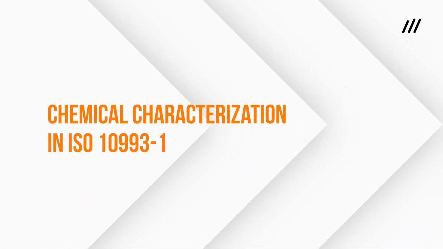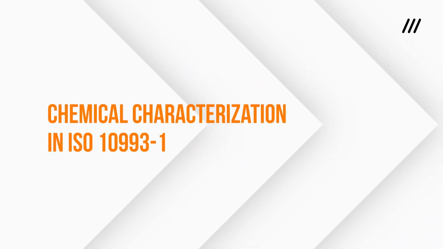Let us now discuss how chemical characterization fits into the ISO 10993-1 framework. Chemical characterization is typically performed as a part of the broader risk management process outlined in ISO 10993-1. The data collected during this step informs toxicological risk assessments and helps you decide which biological tests are necessary. For example, if a device releases a known irritant, irritation testing becomes essential. If a device shows no significant leachables or extractables, certain biological tests may be waived with proper justification.